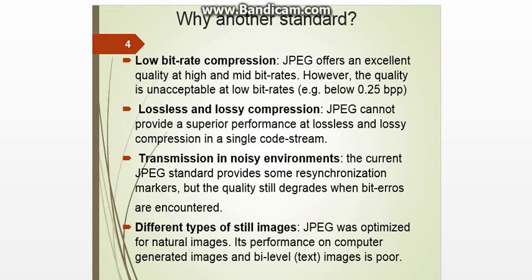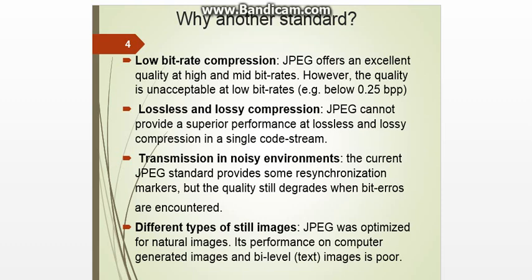Second, lossless and lossy compression. JPEG cannot provide superior performance at lossless and lossy compression in a single code stream. It is desired to provide lossless compression naturally in the course of progressive decoding. Examples of applications that can use this feature include medical images where loss is not at all tolerated, and image archival applications where the highest quality is vital for preservation but not necessary for the display.